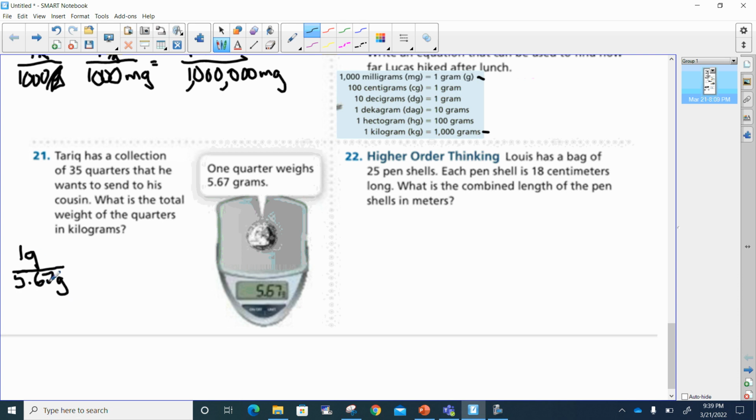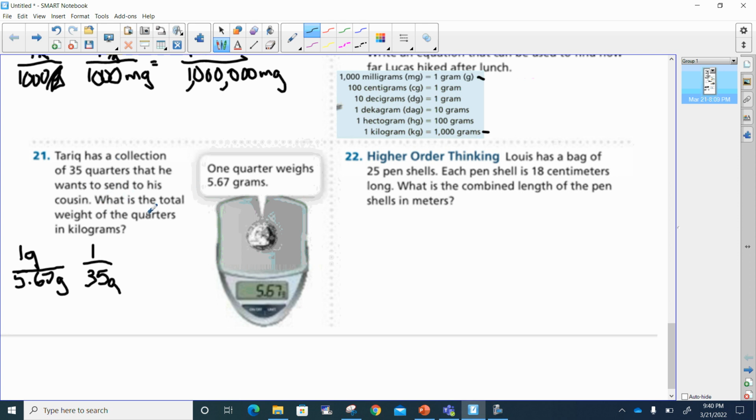So we're going to have to take, let's see, we have 35 quarters. We want to get rid of the quarters, so 35 is going to be on the bottom. Oops, that was a G I put there, and we want it to be a Q. And his collection has 1 quarter, so that's going to be 35 quarters. That's going to be 1, right? It has a collection of 35 quarters.